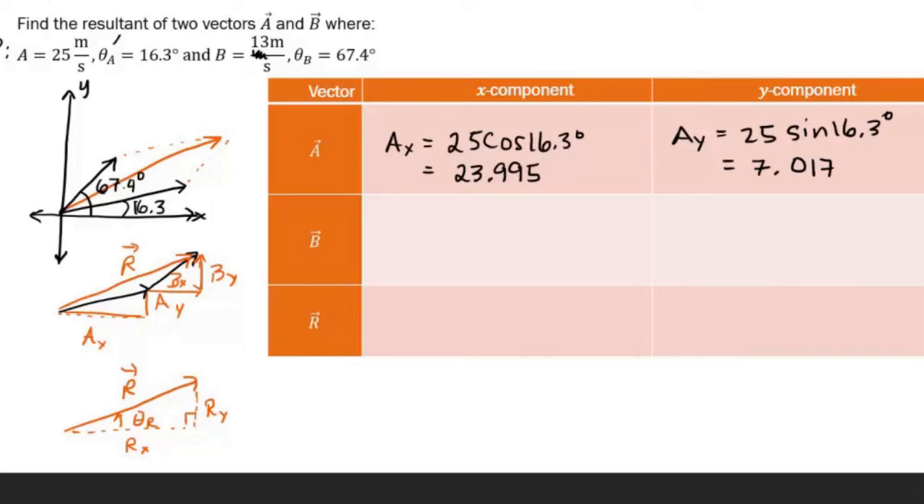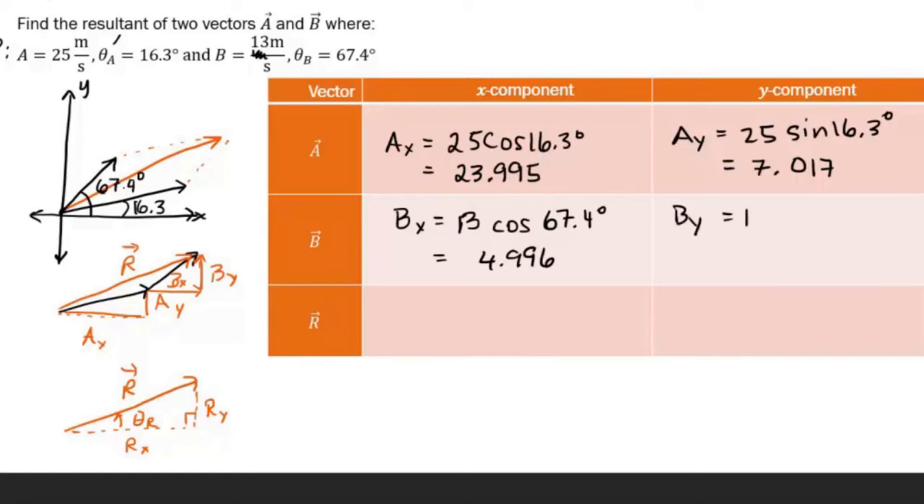Try the same thing for vector B. Find the x and the y components for vector B. For vector B, we'll take the magnitude 13, multiply it by the cosine of the angle, cosine of 67.4 degrees, and that gives us 4.996.